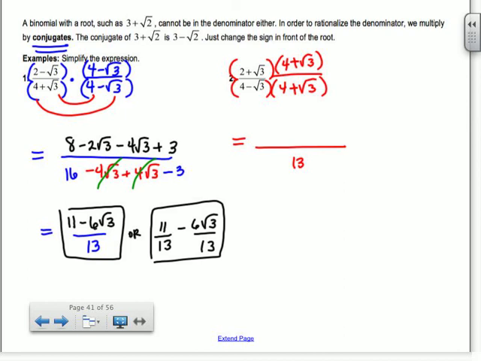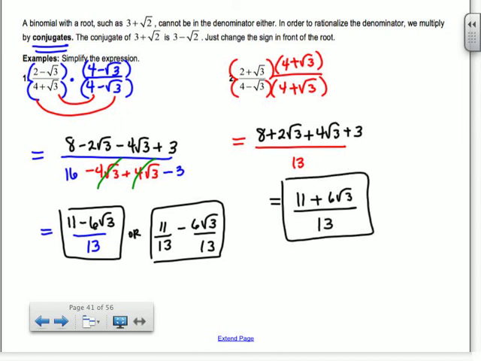On the top, you're going to have 2 times 4 is 8. Outer is plus 2 root 3, inner is plus 4 root 3. Last is square root of 3 times square root of 3, so 3. So you end up with 11 plus 6 root 3 all over 13. You can leave it like that, or, like I said, you could bring the 13 into both pieces and write it as 11 over 13 plus 6 root 3 over 13, that way as well.